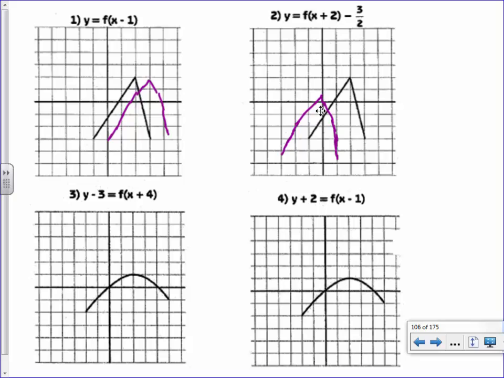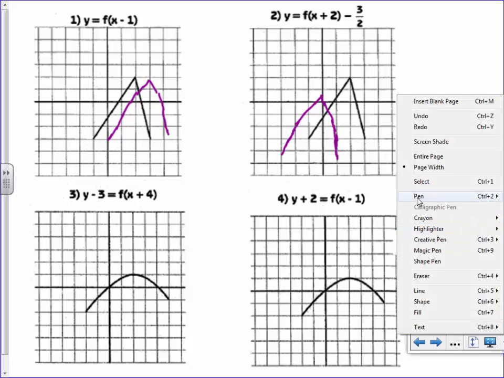Does that make sense? What about this one here? I've kind of messed things up a little bit here. What does the +4 mean? So we're going to the left by 4. What does this -3 mean? Good. It means go up, because see how the 3's on the wrong side of the equation? They were supposed to go up.